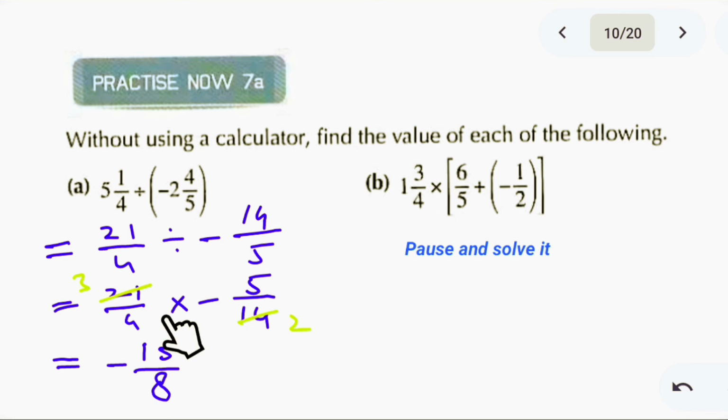Then we will simplify them. 14 and 21 are divisible by the same table, that is 7. So 7 twos are 14 and 7 threes are 21, and then multiplying them, we get the answer minus 15 over 8.